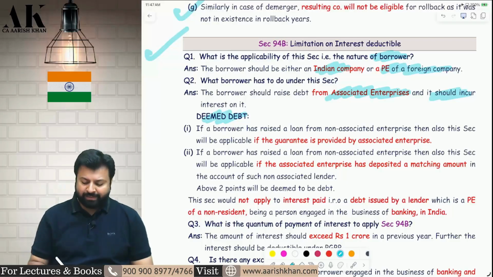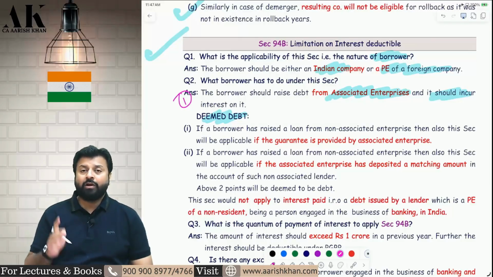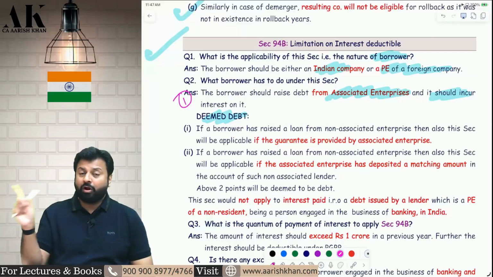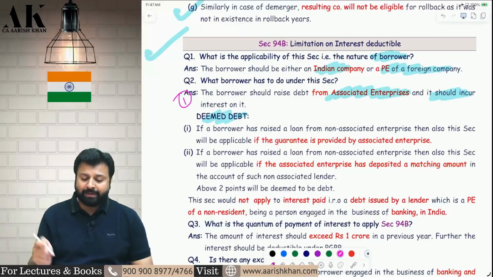So from three people you will raise money. First is from your associate entity, you will raise money and you will pay interest. That will be subject to limitation of interest. Second, you are taking money from third party, not from your associate entity. You are taking money from third party and your associate entity is giving guarantee to them.